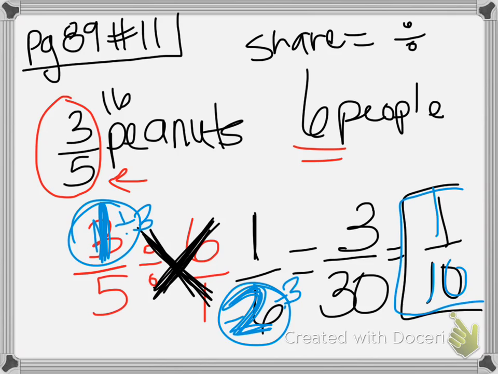Now let's make sense of our answer. We have 6 people that are sharing 3/5 of a pound. So it's not even 1 pound. It's 2/5 shy of a pound. Does it make sense that each one of the 6 people will get 1/10?